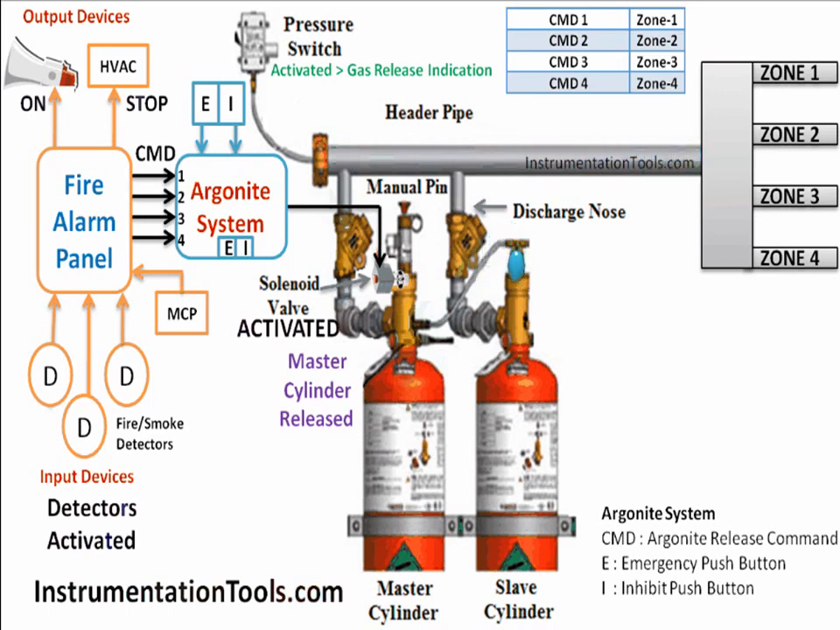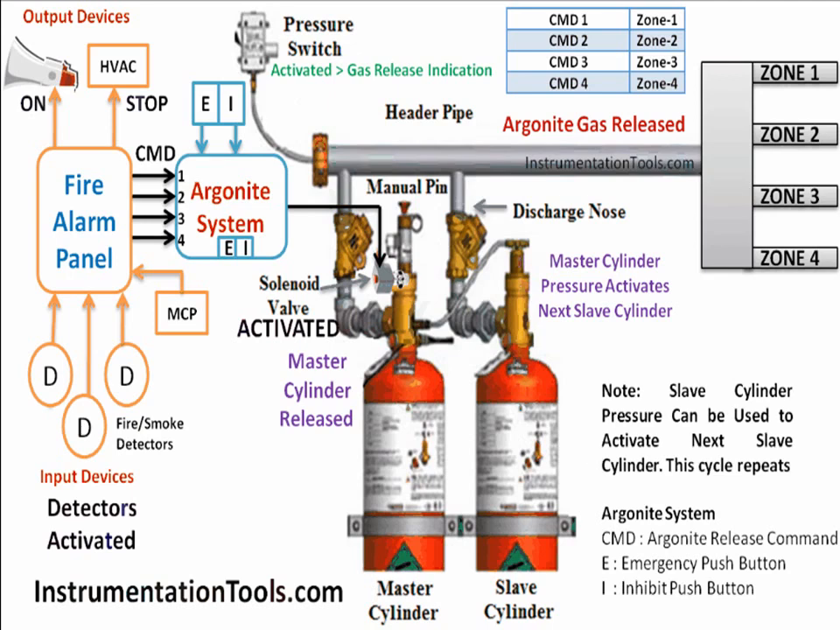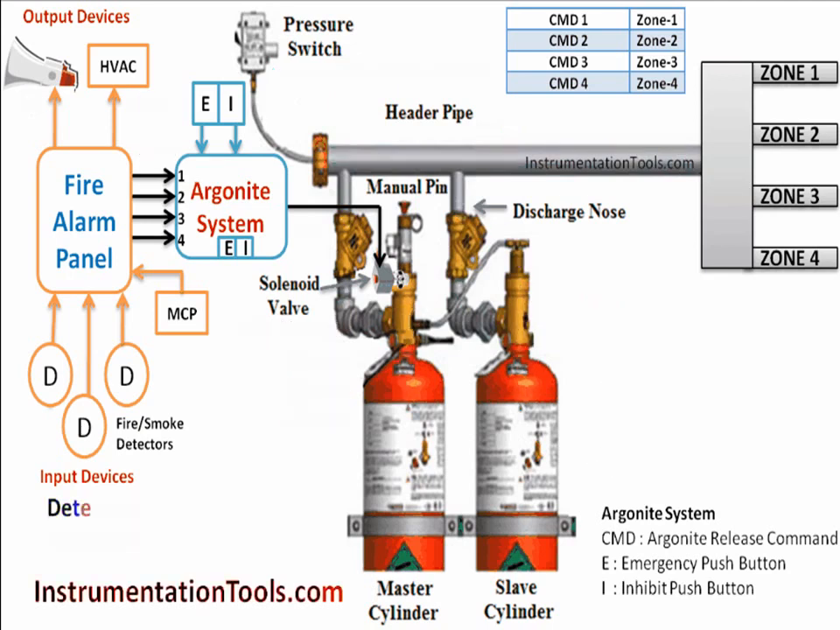Here in the animation we considered 4 zones. Zone means areas or locations or rooms. Say if fire smoke detectors are activated in Zone 4, then the fire panel sends command 4. So the fire alarm panel can send commands from CMD1 to CMD4 depending on the fire smoke detector's activation in the respective zone. Now the Argonite system receives the Argonite release command from the fire alarm panel.